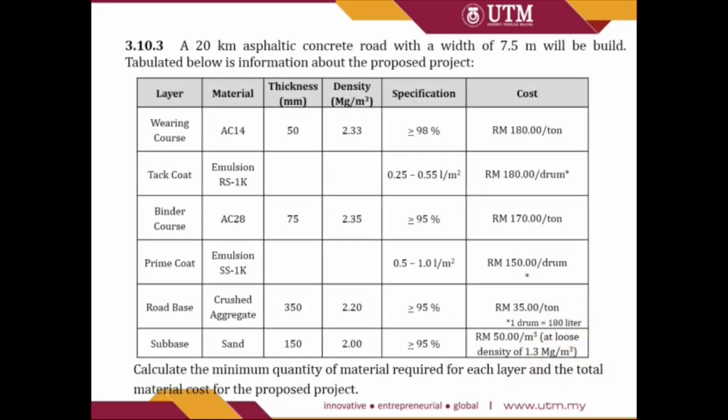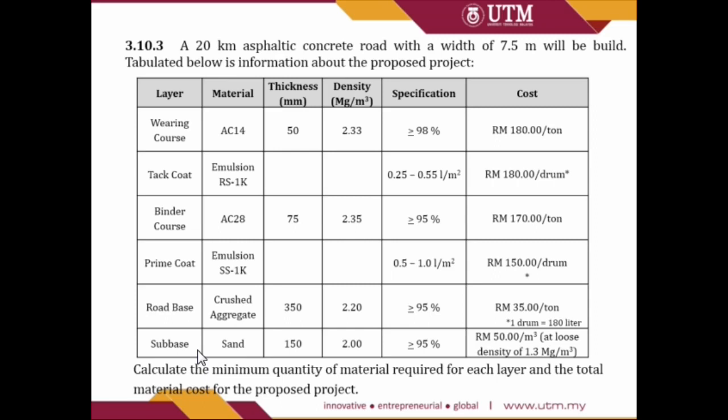Okay, this is an example of a question on how to calculate the total cost of materials used for road construction. Read the question carefully. A 20-kilometer asphaltic concrete road with a width of 7.5 meters will be built. Details of the materials used for the different layers, from wearing course to subbase, are provided in the table, but not for the subgrade, because it's an existing layer with the assumption that no filling work is required.